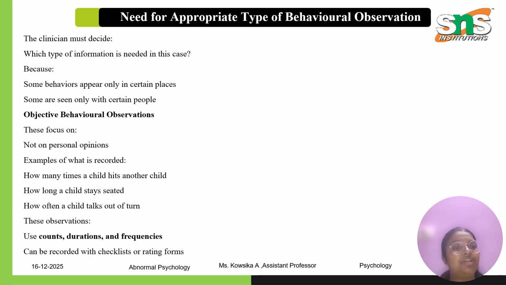The next is the need for the appropriate type of behavioral observation. The clinician must decide which type of information is needed in each case. The psychologist should decide which information they need, because some behavior appears in only certain places. Some people will behave according to the situation, so it differs, right?